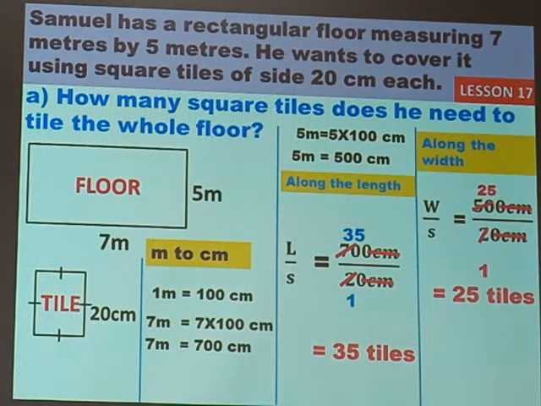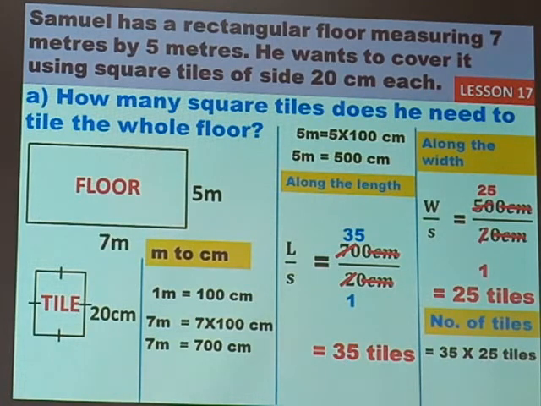Now, to get the number of tiles, remember, we are going to look at the tiles along the length and the tiles along the width. And what we're going to do is multiply. Let's look at the number of tiles in total. We are going to multiply the 35 tiles times 25 tiles and get the number of tiles.